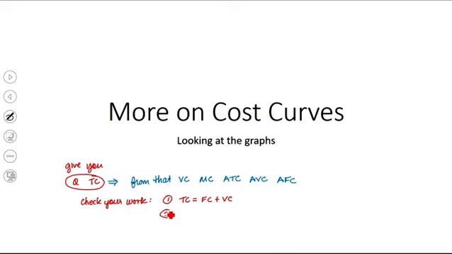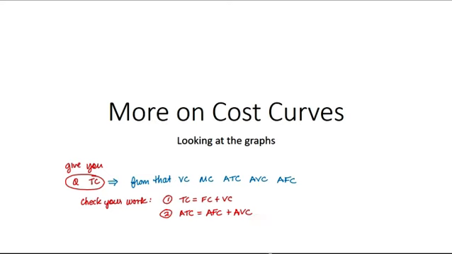And then the second thing is that we know average total cost equals average fixed cost plus average variable cost. So that's a second way to check your work, right? So I don't have a way for you to check marginal cost, but this is going to allow you to make sure you've not made any errors on just 90% of the calculations you do on the chart. So you really want to do that.